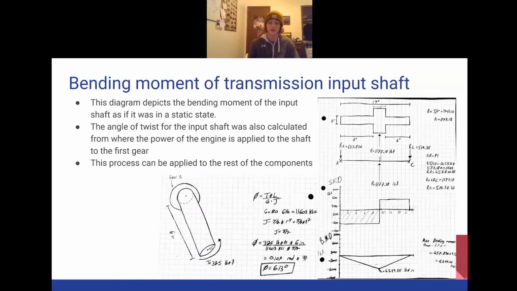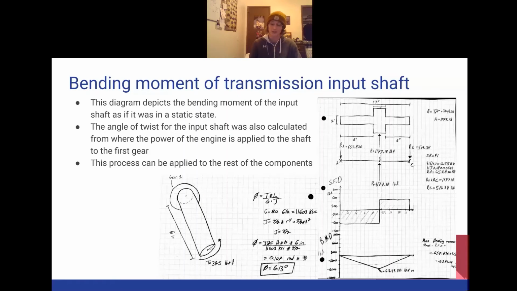Hi, I'm Tanner Kuhn, and I will be discussing some aspects of our project pertaining to the transmission, starting with the shear force and bending moment diagrams of the input shaft. Here we can see how the bending moment and shear force diagrams were created, similarly to that of the gear train example discussed in class.